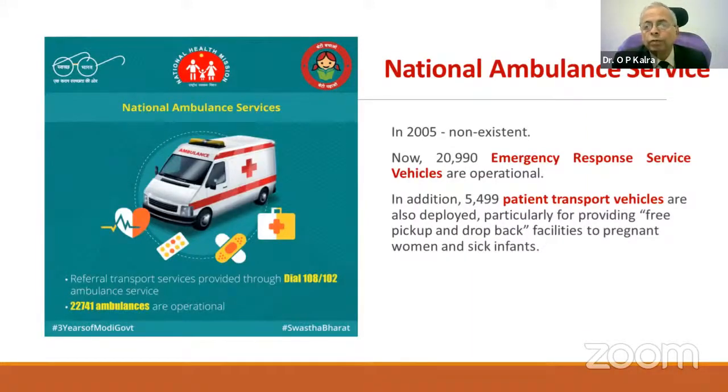In 2005, there was no provision of any national ambulance services, but now there are nearly 21,000 emergency response service vehicles. And in addition to that, various states have started their own ambulance services, which are working very effectively, particularly in Tamil Nadu, in Andhra Pradesh, in Delhi also, these services have been started.